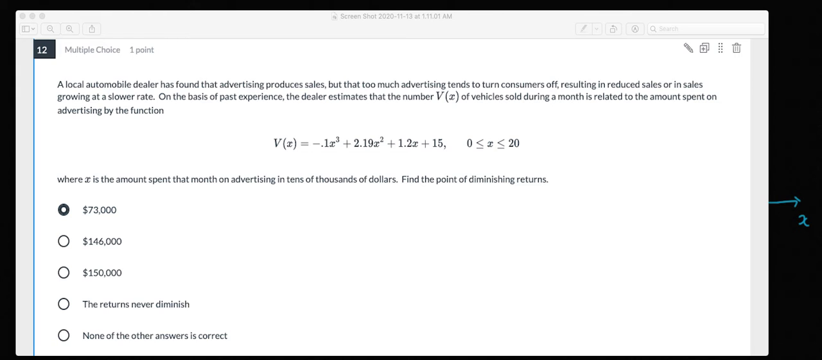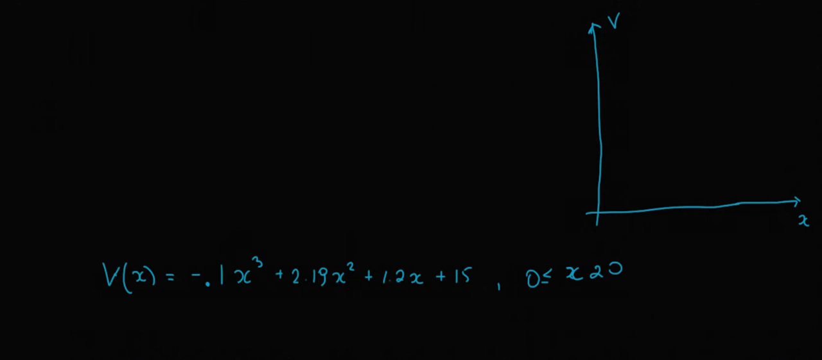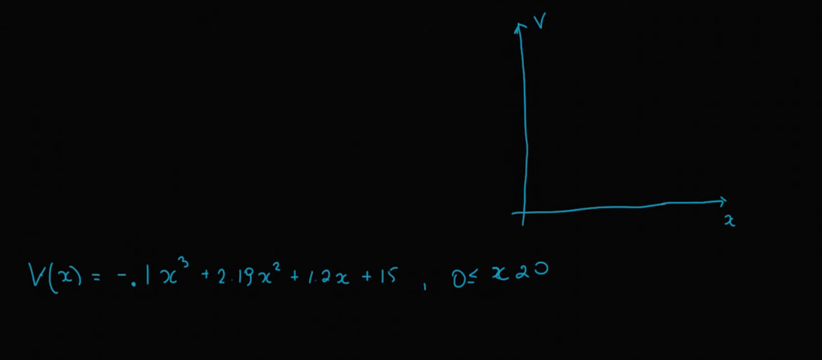We're given the equation for the function v of x, and we are asked to find the point of diminishing returns. So let me first explain what the point of diminishing returns is, and then we will go ahead and find that point. The point of diminishing returns is a kind of inflection point.